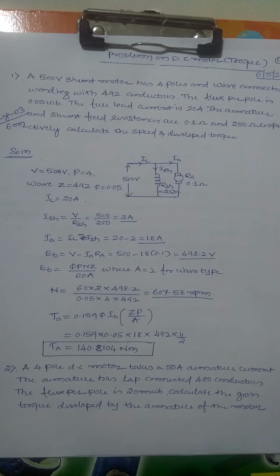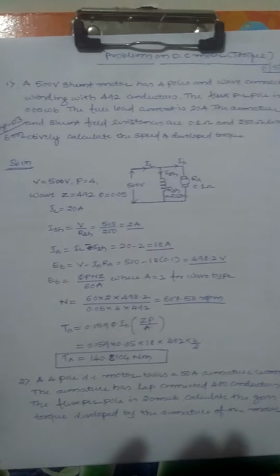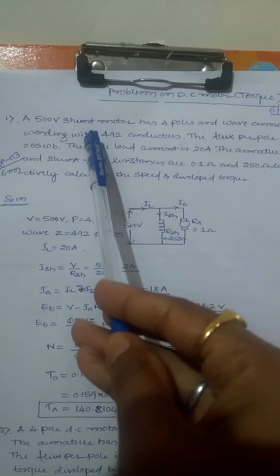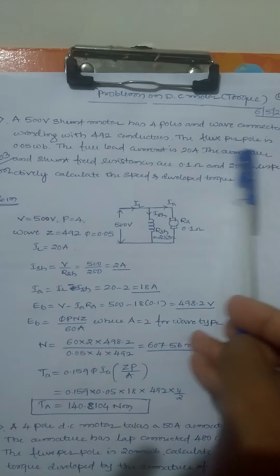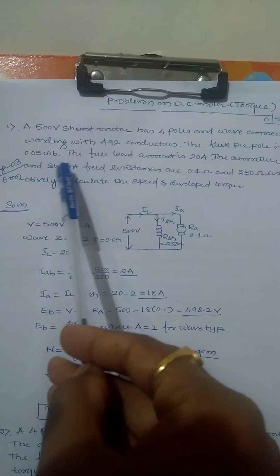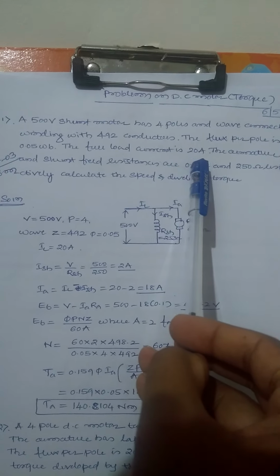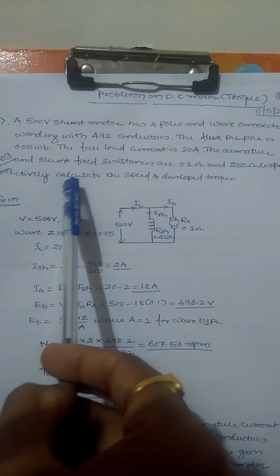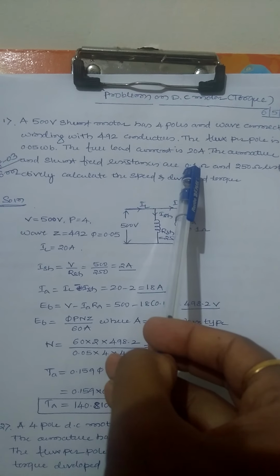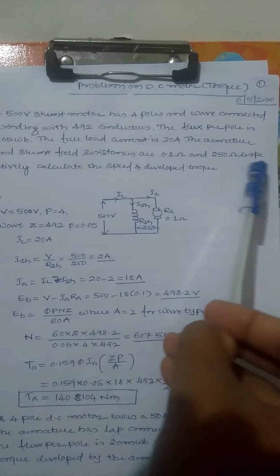The first problem: a 500 volt shunt motor has a four-pole wave connected winding with 492 conductors. That is Z equal to 492 conductors. The flux per pole is 0.05 Wb. The full load current is 20 amps. The armature and shunt field resistances are 0.1 and 250 ohm respectively. Calculate speed and developed torque.